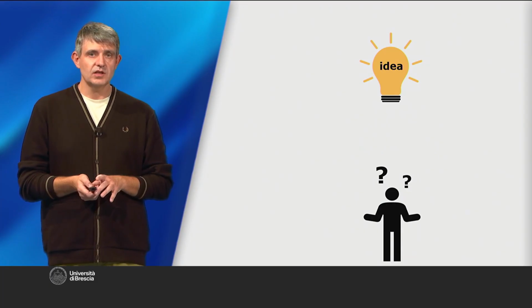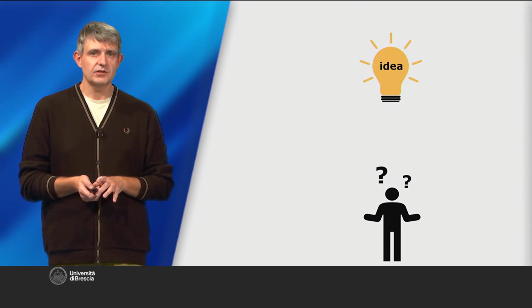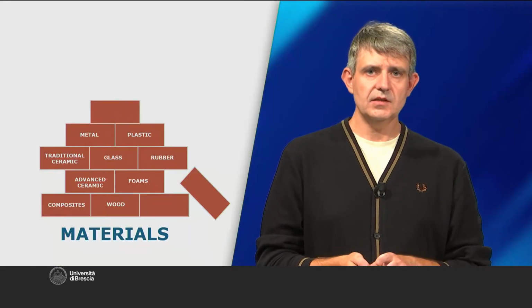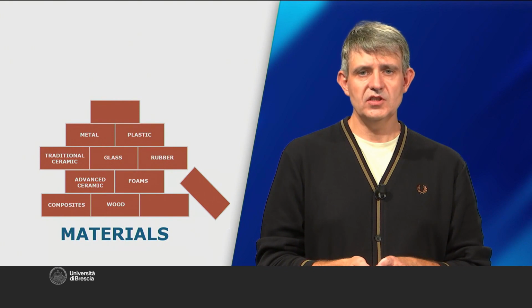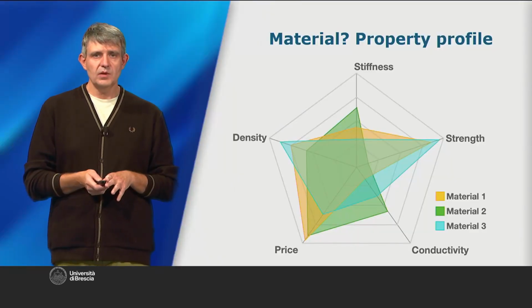But if we choose them consciously, we can turn an idea into a successful product that combines aesthetics, functionality, and innovation. In this lesson, we'll explore the major families of materials: metals, polymers, ceramics, and then composites and others as well. We'll go beyond their simple classification and connect them to their properties, because what we're looking for isn't just a material, but rather a set of characteristics capable of meeting the requirements of a project, a property profile.